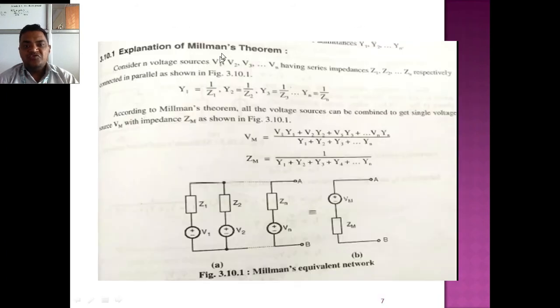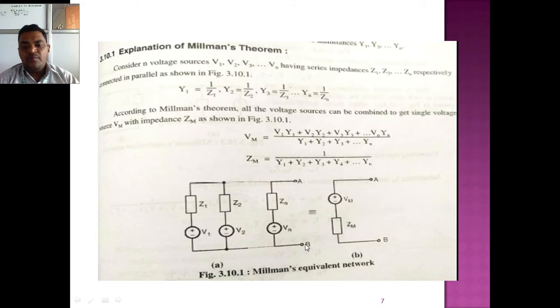So the explanation for Millman's theorem, how it can be represented. From that circuit diagram, here are the voltage sources V1, V2, V3 up to Vn, and the impedances varying from Z1, Z2, Z3 up to Zn. So equivalently we have written here Vm, which is equal to V1, V2, V3 up to Vn, and this Zm, which is equal to Z1, Z2, Z3 up to Zn.